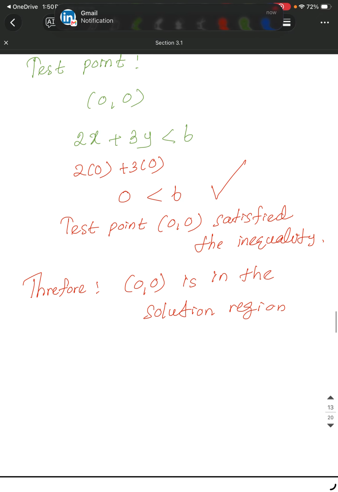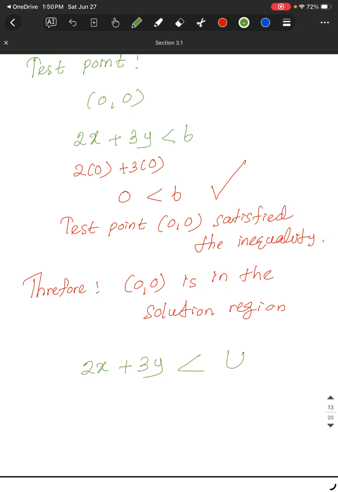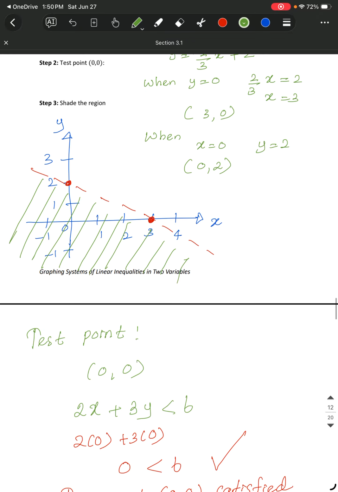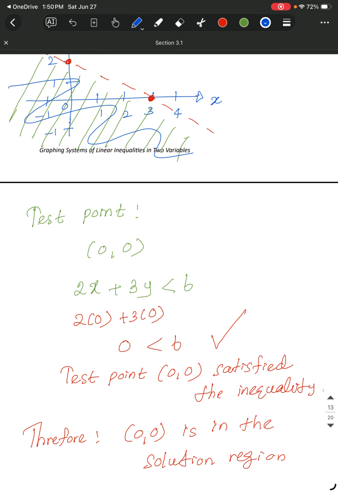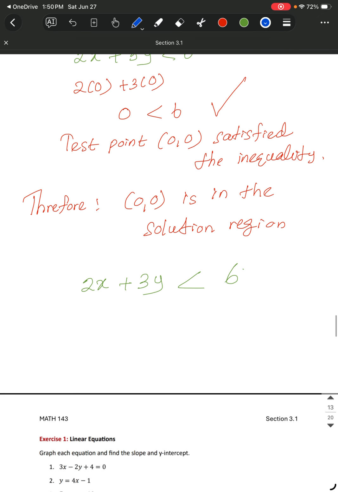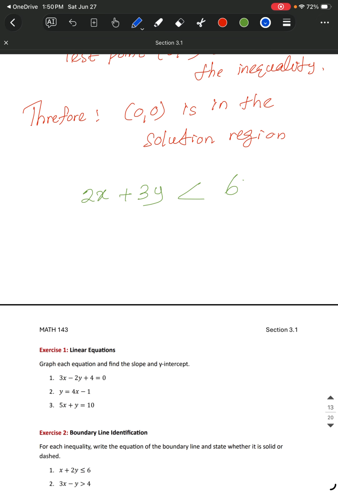On the other hand, we can say that we have the inequality 2x plus 3y less than 6, so the region below the line. Right? But I recommended you to use the test point method because it definitely gives us the actual solution region. Okay, let's do one more example.